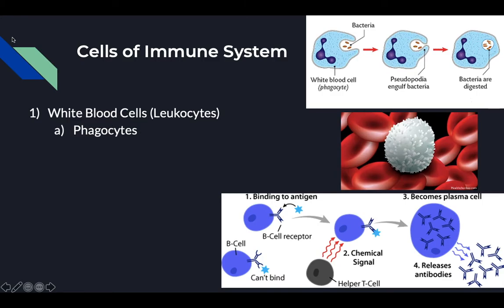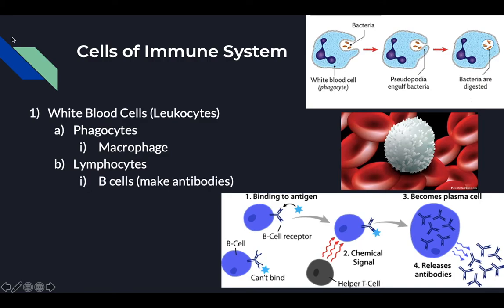So within our white blood cells, we have phagocytes. And phagocytes are a broad term that involves a cell engulfing a pathogen. A type of phagocyte is a macrophage, and a macrophage is just a specific type of a phagocyte that helps engulf pathogens. It is commonly found at sites of infection. Then we have lymphocytes. Lymphocytes, there are 2 types of. We've got B cells that make antibodies and T cells that kill antigens.